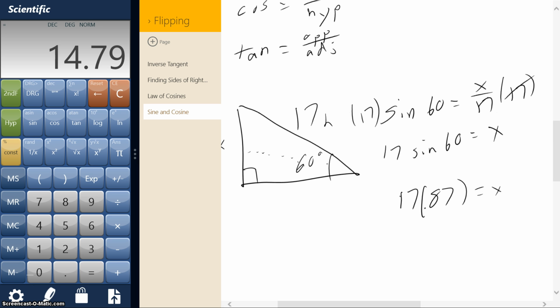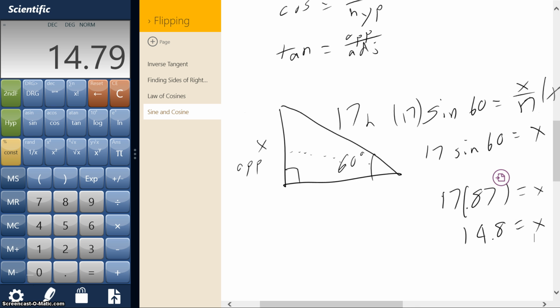Now I can figure out that my missing side here is going to be about 14. Let's round again to the nearest tenth. 14.8 equals x. That's it. We've solved for that missing side. We did not need to find this guy, which normally we would need to do if we were going to use tangent, and it works out pretty easy peasy.